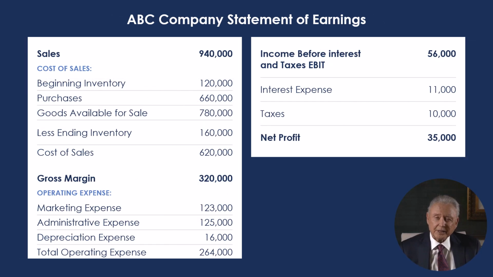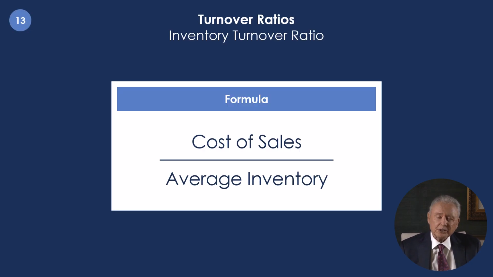Before we calculate the ratios, let us have another look at the earnings statement. Sales, $940,000. Cost of sales, $620,000. Gross margin, $320,000. Operating expense, $264,000. Earnings before interest and taxes, $56,000. And net profit, $35,000. Our first turnover ratio, ratio number 13, is cost of sales divided by average inventory.